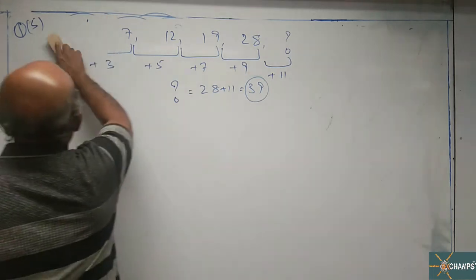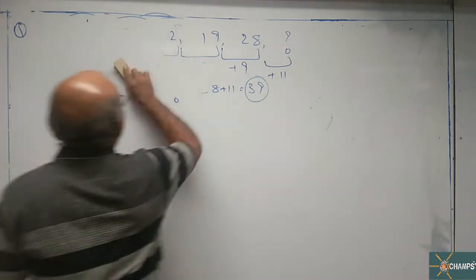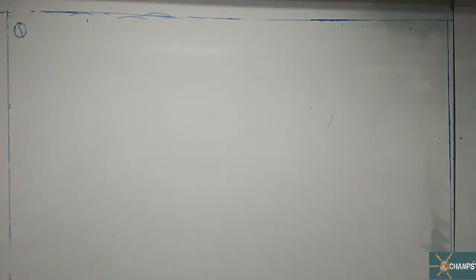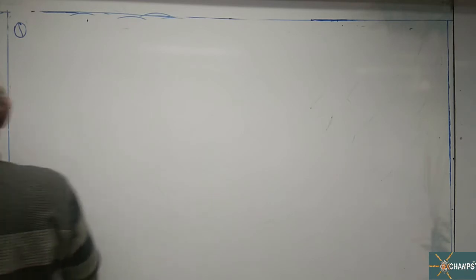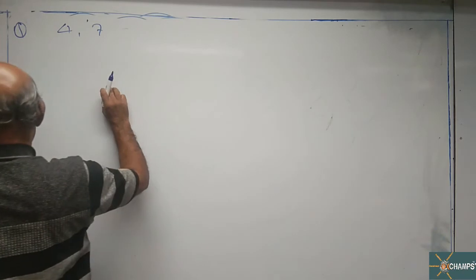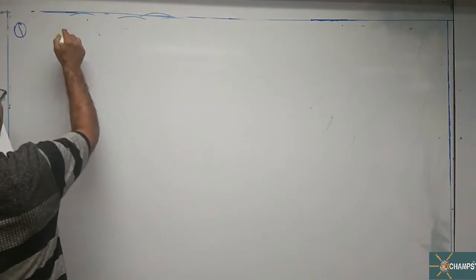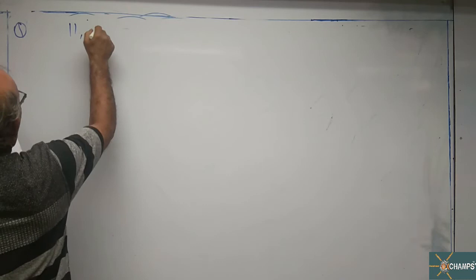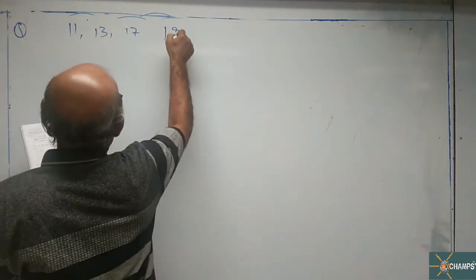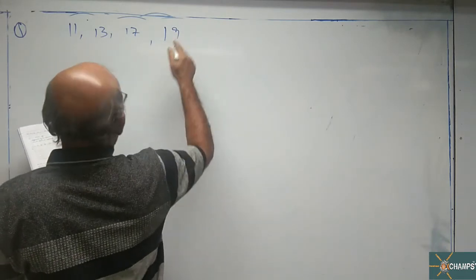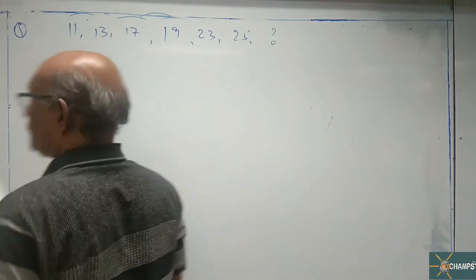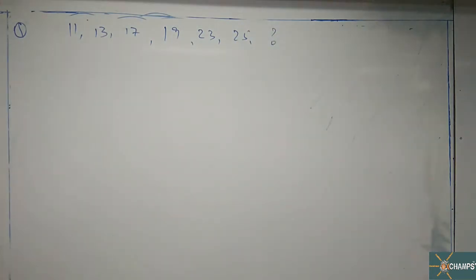Now sir, next question number 6: 11, 13, 17, 19, 23, 25, question mark. This is the series.